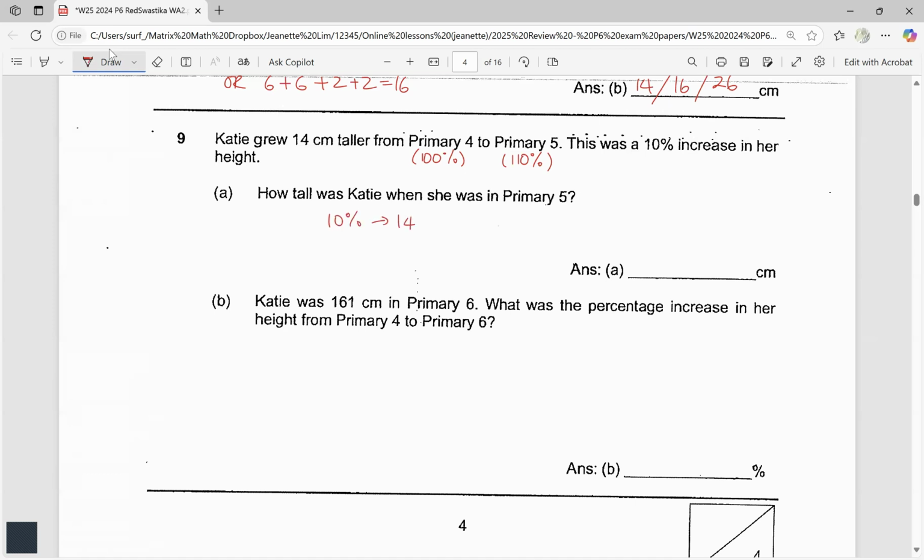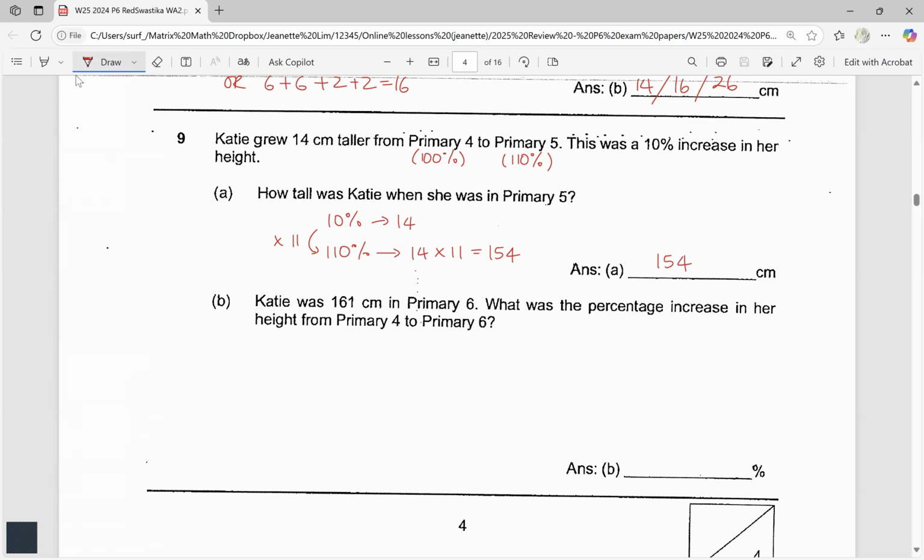So I'm trying to find P5, 110%. So from here, I multiply by 11. So we take 14 times 11. Okay, do your calculations, you should get 154 cm.